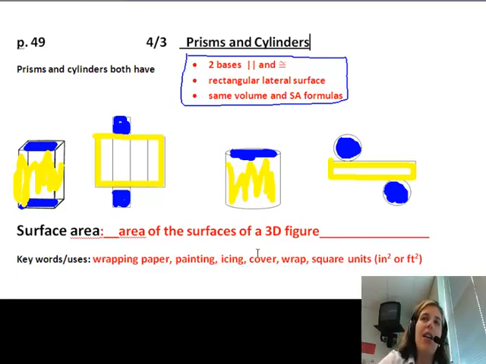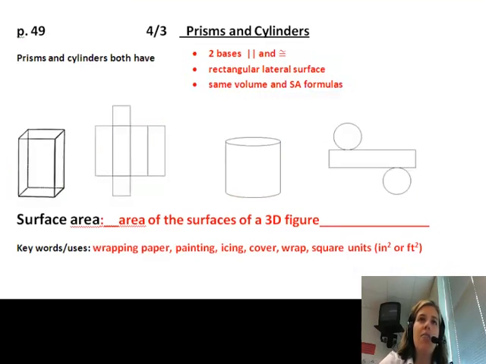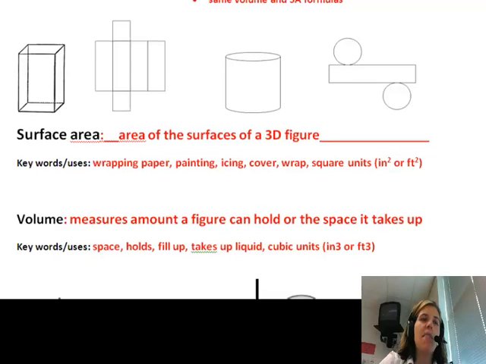Icing a cake. Now, we usually don't ice the bottom of the cake, but we ice the top and the lateral surface. So we'd have one base, and then we'd have the lateral surface. But that's all considered surface area, because it's the area of that outside. Another key word that you might see is when they say how many square inches or square feet, and that word square should clue me into the fact that it's got to be area, because area is what is squared. All right, let's move on down and check out what volume is. Volume measures the amount a figure can hold or the space it takes up.